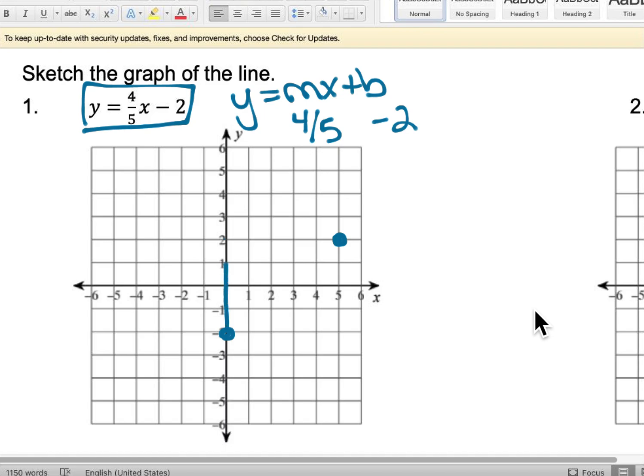So you can see my rise is 4, my run is 5. I try not to graph those lines as part of my graph, right? Because it should be just a straight line, and then do the best you can with a straight line. And then you just connect the two, and that's it, right? So that's number one.